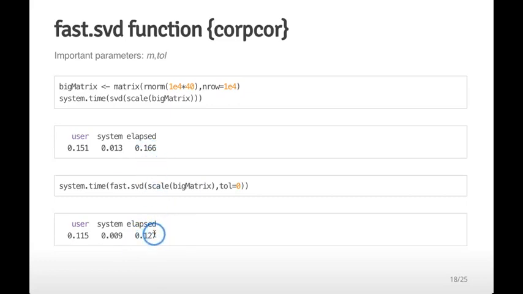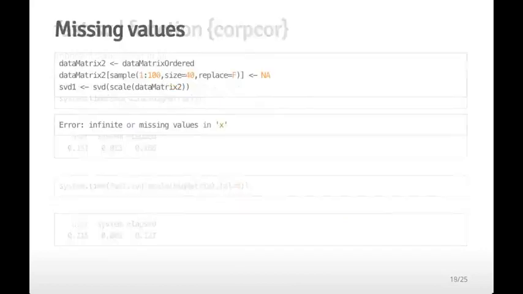This doesn't seem like much of a difference, but if the matrices get much larger than this, it can be much, much larger in terms of the computation time. Here I've set the tolerance to be equal to 0 because the fast.svd only calculates singular values and singular vectors for values above the tolerance. If you set the tolerance to be equal to 0, it will calculate all the singular values and singular vectors.